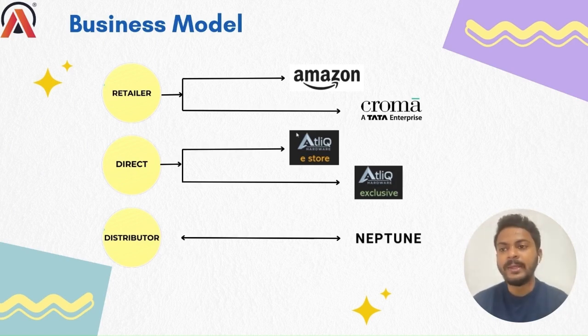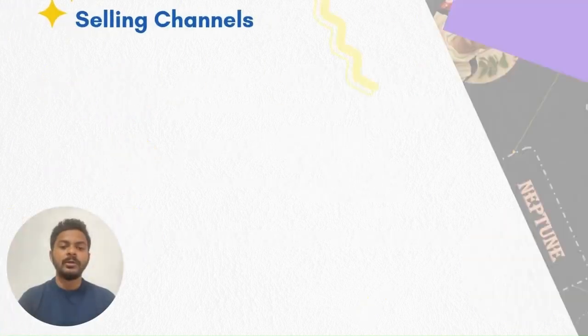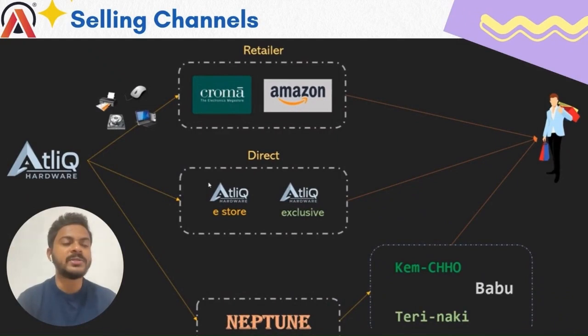So for Atlic, their customers are Chroma, Amazon, Atlic Exclusive, Atlic e-store, Neptune, and all these companies sell their products onward. Let's simplify it in this chart. As you can see, Atlic Hardware sells their product in Chroma, Amazon, Atlic e-store, and Exclusive. These two are their own. Even though, let's say they want to sell their product in China, they are selling their product in China through Neptune. Neptune is a distributor.